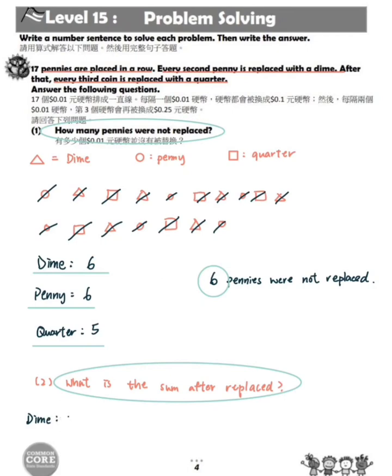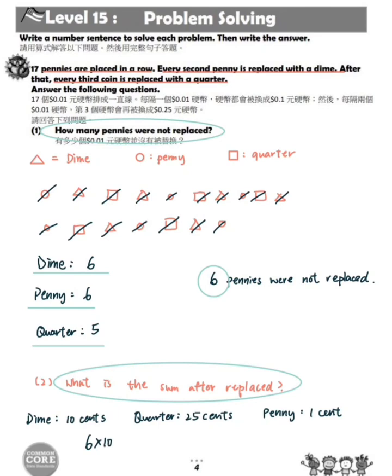Dime means 10 cents. Quarter means 25 cents. And penny means 1 cent. So now it is asking us what is the sum. So we will be using 6 dimes.